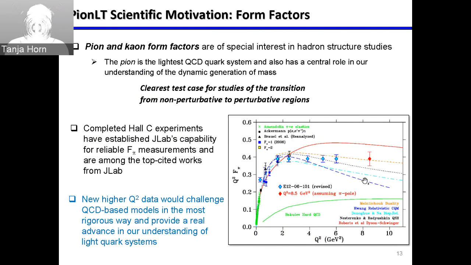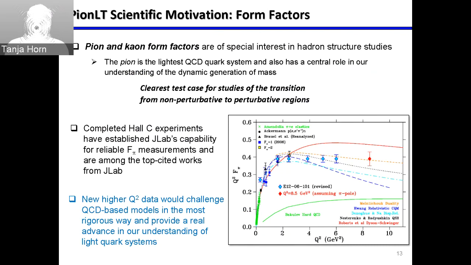So again, these blue diamonds are the data that will be taken, including also this red diamond. And the difference here is that in this case we're assuming that we have pion pole contributions. It's a point that needs a little bit more checking than the other points, just because we're going so far out in the Q squared reach.